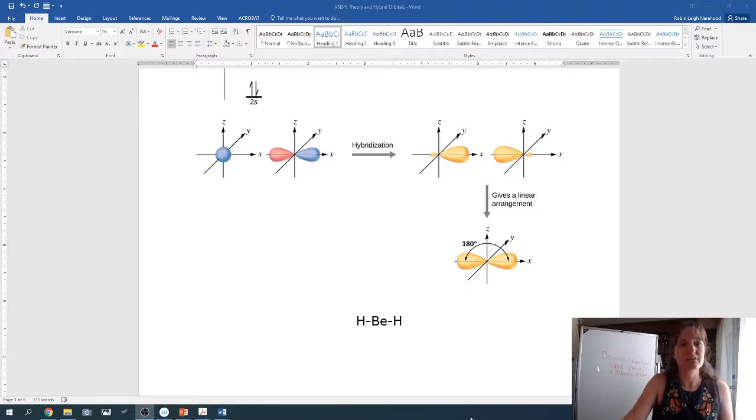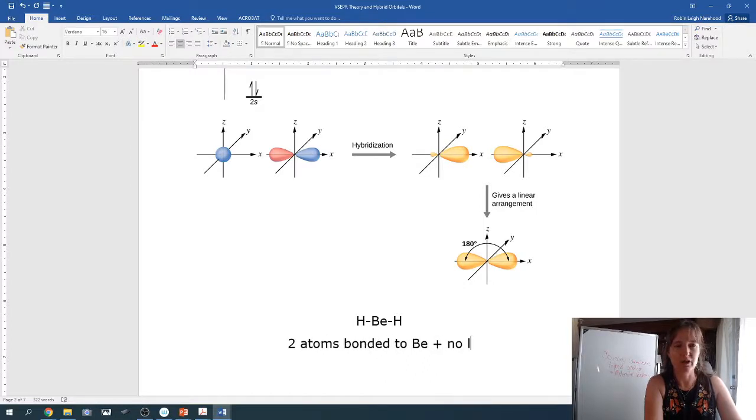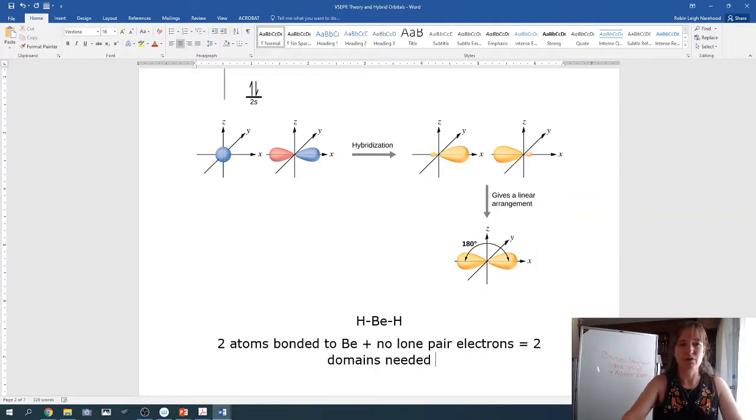So if you look at this, we have beryllium in the center, and the way you figure out hybridization is you look at how many atoms are bonded to the center atom. So beryllium has 2 atoms bonded to beryllium, and it has no lone pairs. And so that ends up being, you need 2 domains. So if you need 2 domains, that means you need 2 hybrid orbitals.